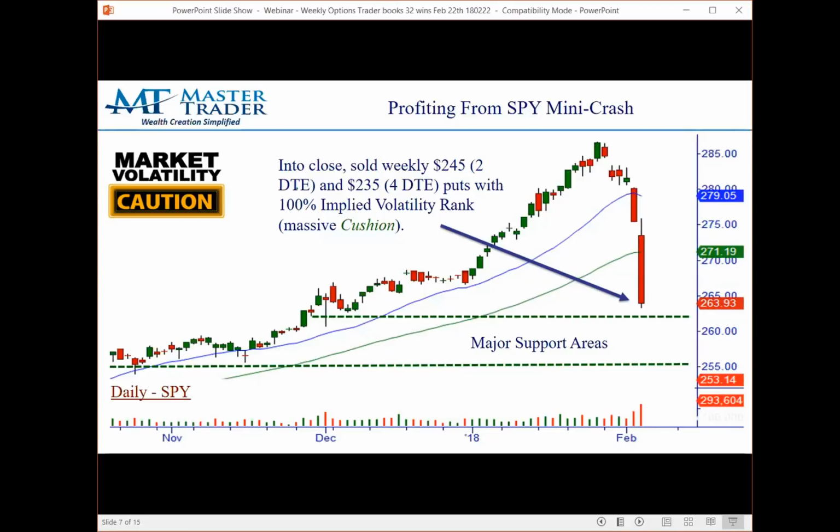So as the Spiders were crashing down, we had two support levels here. Now there is no way, and this actually was a Friday into the weekend, people are scared. The market has fallen a lot. There's no way I would buy this stock. But look at the magic of selling these expensive premiums.